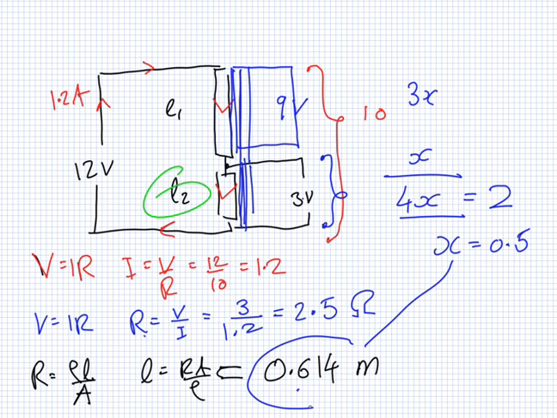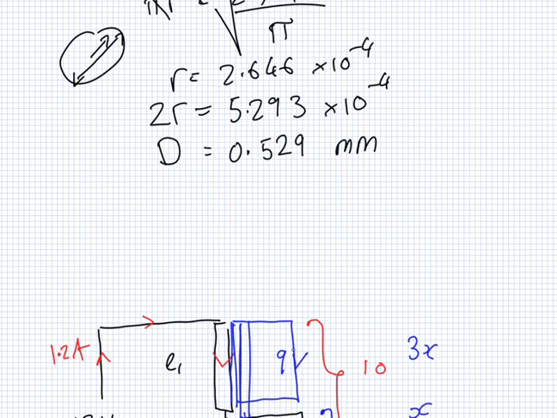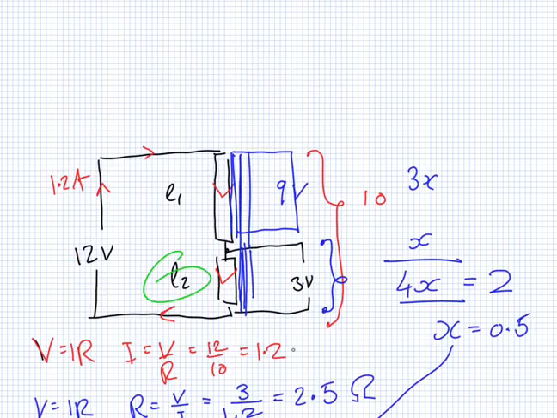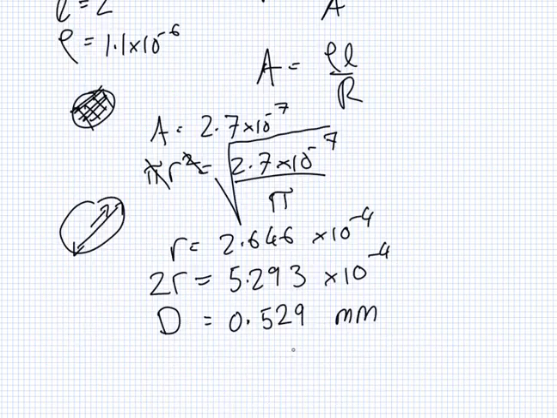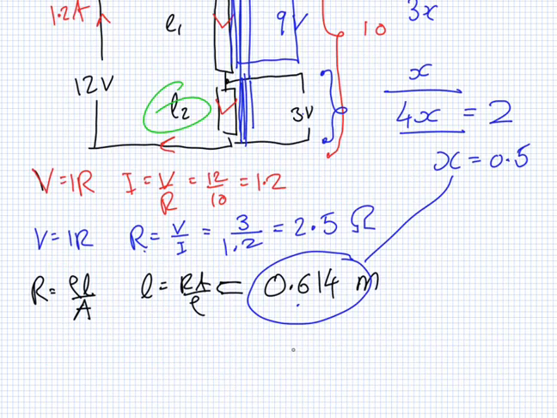I do wonder if I typed my numbers incorrectly here. Let me check that. 2.5 times 2.7 times 10 to the minus 7. And what's the resistivity? 1.1 times 10 to the minus 6. So the quicker way is more accurate. No. Maybe. I don't know.